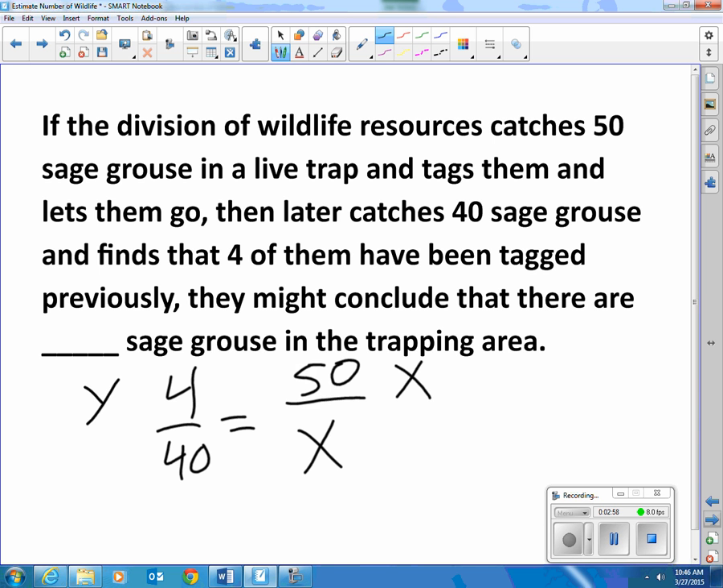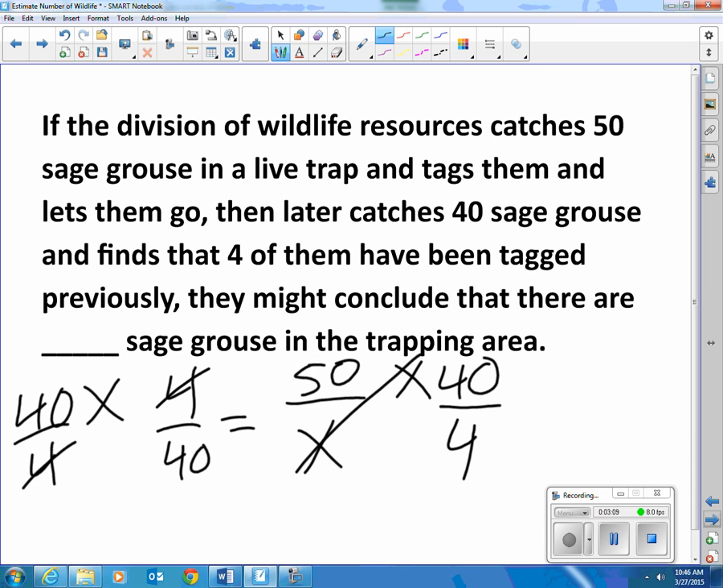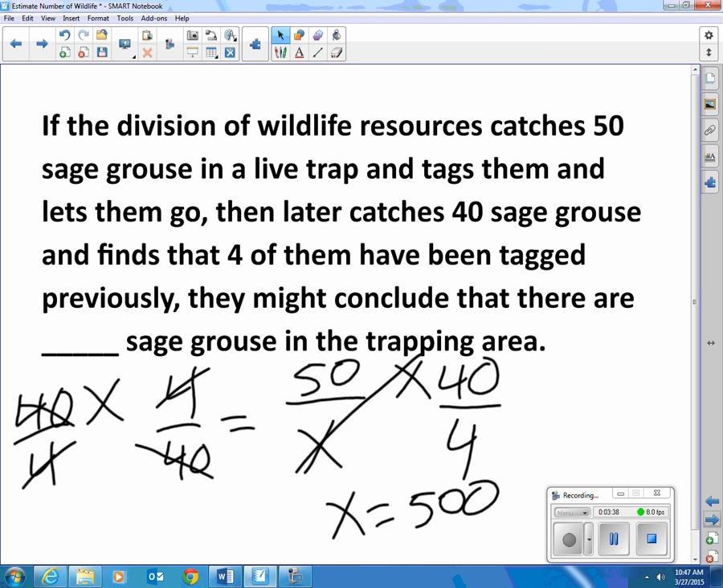Multiply both sides by x, solve, multiply by 40, divide by 4, and we have 2,000 divided by 4 would be 250. Oh, no, it would be 500. Well, that's easy. 40 divided by 4 is 10. 10 times 50 is 500. All right. I missed a simple one there.